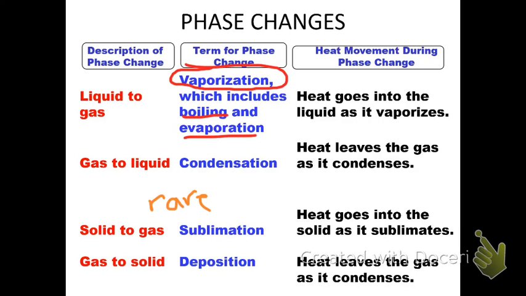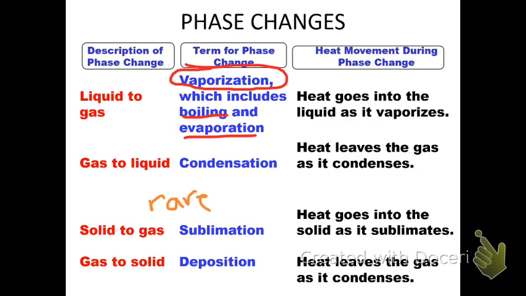Now the other procedure is when you go the exact opposite, which is gas to solid, and this is known as deposition. And again, when something goes from a gas to solid, heat leaves the gas as it condenses. Gas to solid, an example of deposition, probably the most common example is again in northern regions. I know where I'm from in Minnesota. Basically, deposition is how icicles form.